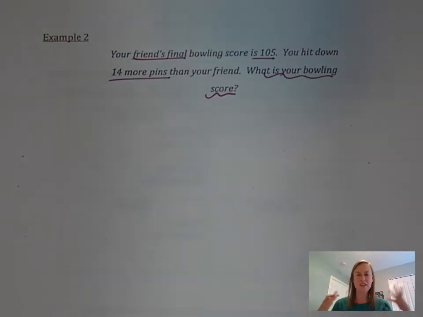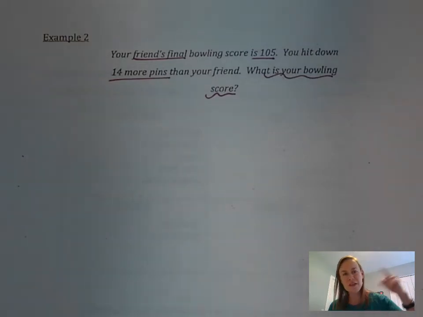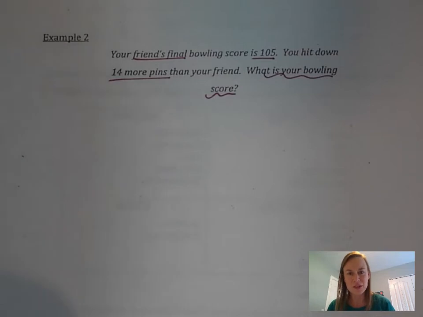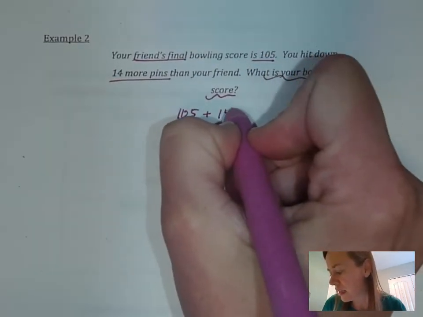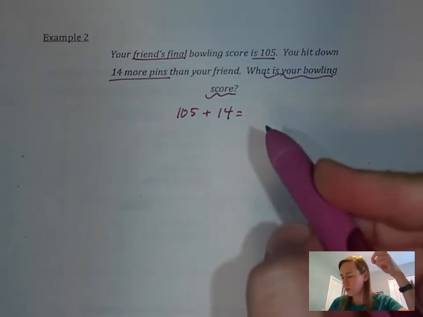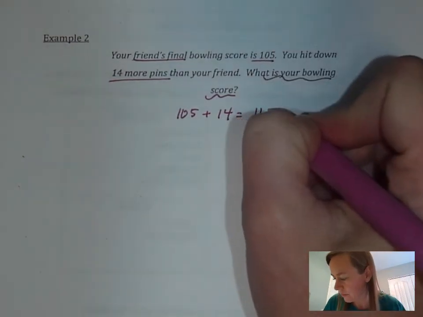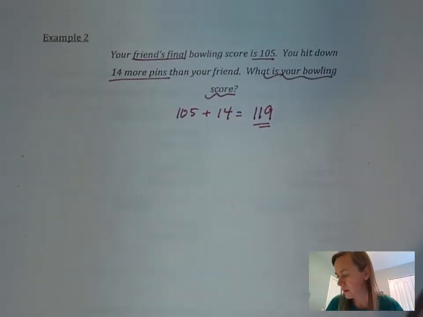So let's just think through it logic style again. Your friend scored 105, and you got 14 more points than your friend. So what did you get? It looks like we should add those numbers together, shouldn't we? So 105 plus 14 is going to equal 119 for your final bowling score.